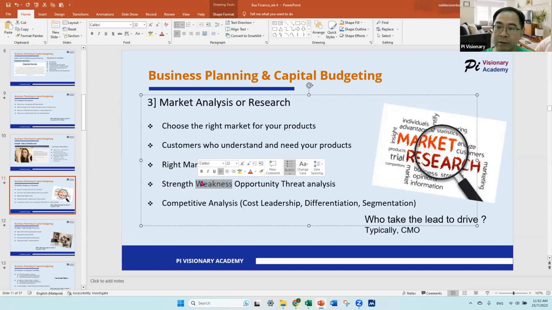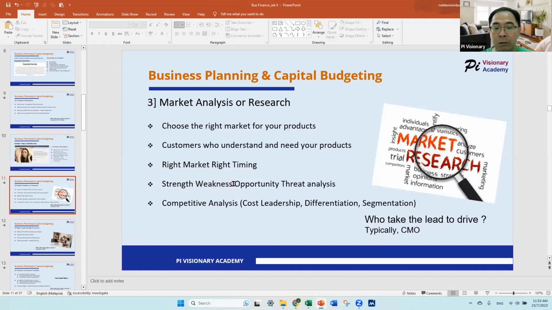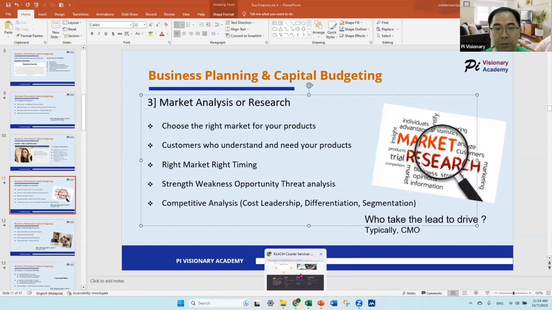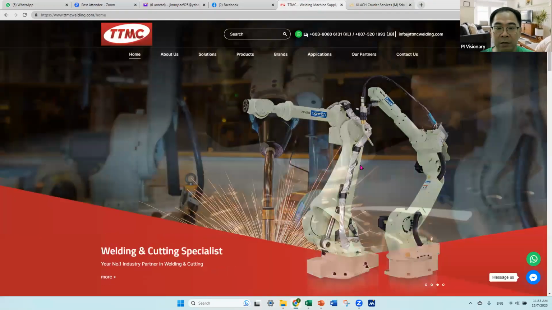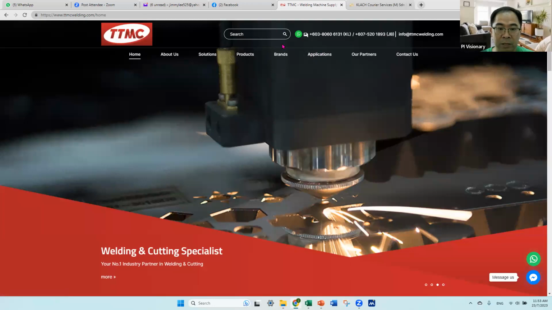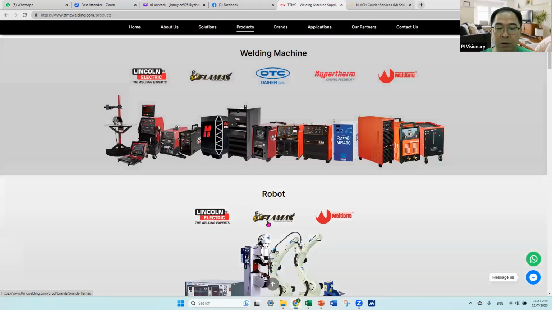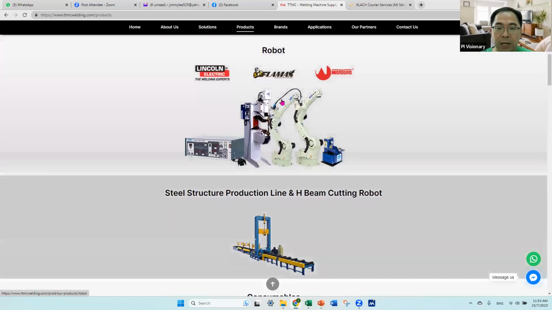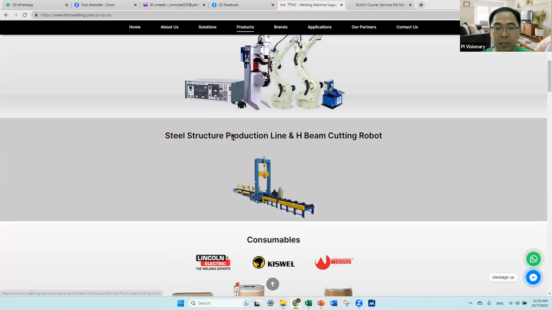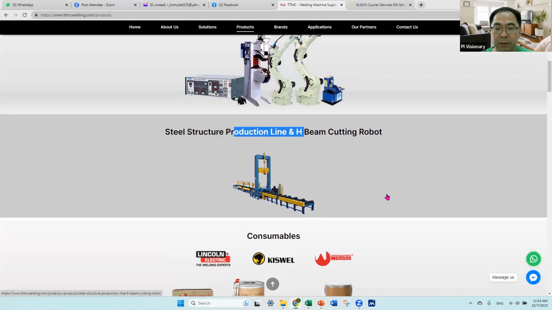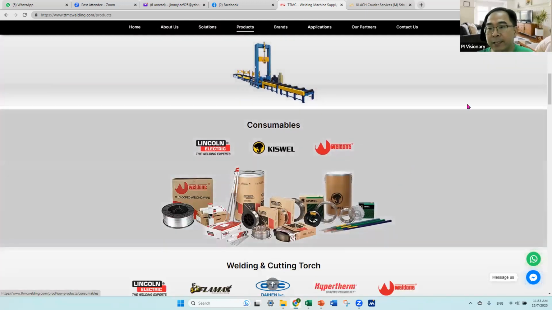To identify what are the weaknesses. Example, Konyen and Vivian. You want to grow in Indonesia. Can your production line, yeah, all this production, all this your product. You want to supply welding machine, robot. This one robot. Production line. Okay. All these are internal.